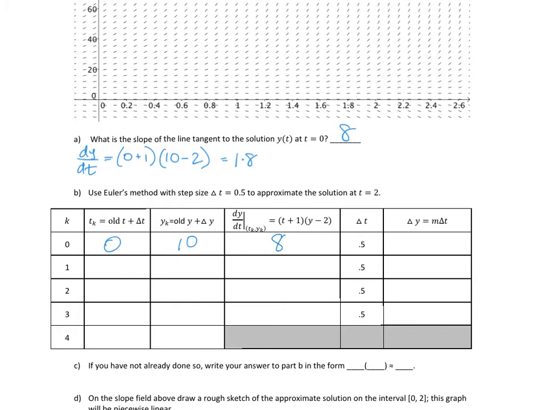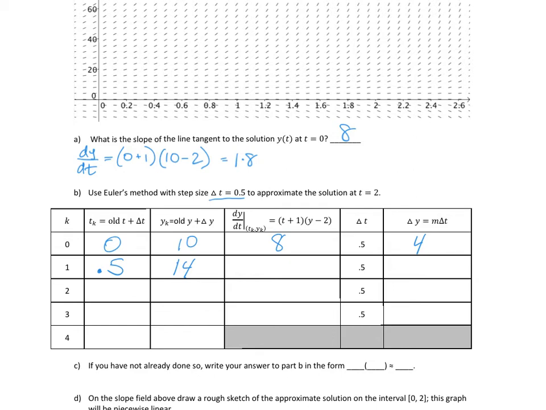And then delta t is always going to be 0.5 because I was told to use that as my step size. And now I can calculate delta y, the change in y, by doing the slope times delta t. So my slope is 8, delta t is 0.5, so I get 4. And then I'm going to calculate my new t and my new y by looking at the old t plus delta t. So my old t was 0, delta t is 0.5, so I've got 0.5 here. My old y was 10, and now I have a change in y of 4, so that's going to be 14.